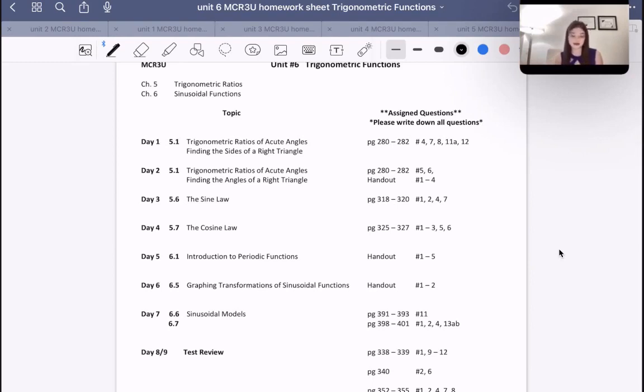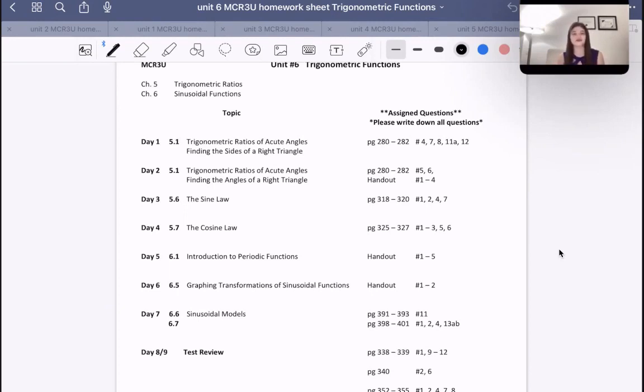Day 5, we're going to introduce periodic functions. So we're going to introduce what the graph y equals sine x and the graph y equals cosine x look like. If you're looking for y equals tangent x, that will not be covered at this time in this unit. And then we have day 6, which is graphing the transformations of sinusoidal functions, and then day 7 about sinusoidal models. So about half this unit is trigonometry, and about half of it is sinusoidal functions.